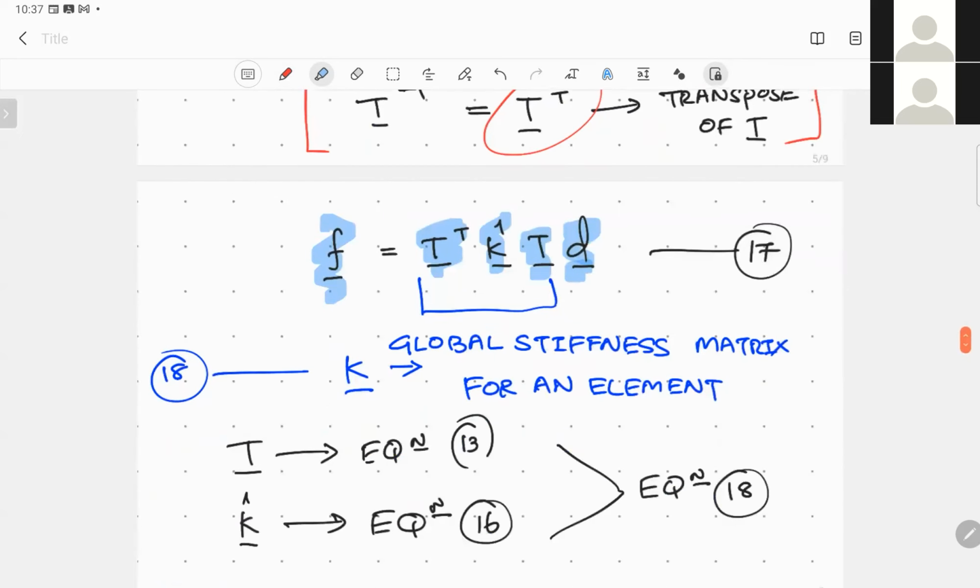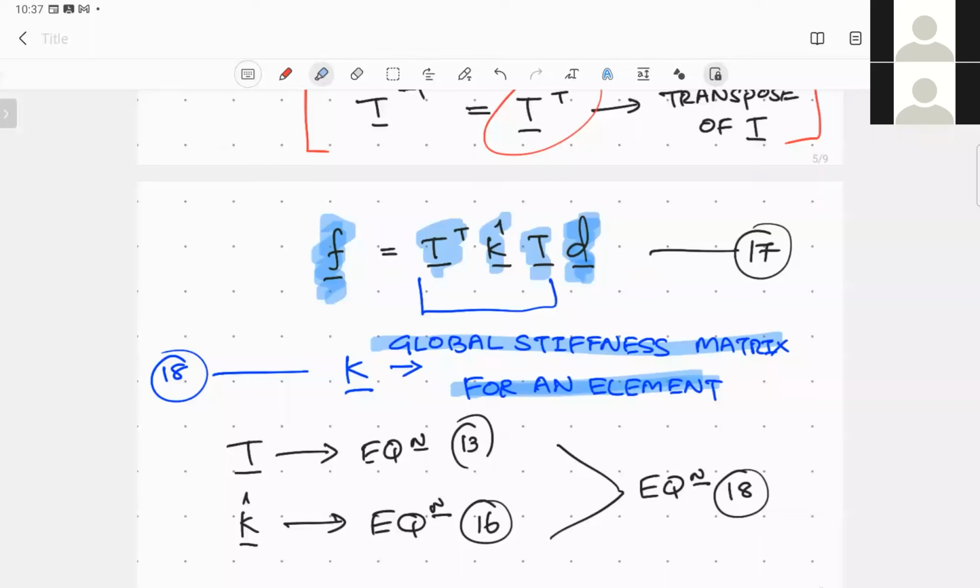Quite interesting now. We have expanded to the degrees of freedom corresponding to the global coordinate system. Global forces are expressed via global nodal displacements, and what remains in the middle is the global stiffness matrix for an element. The global stiffness matrix for an element. So we have moved from the stiffness matrix in the local coordinate system.